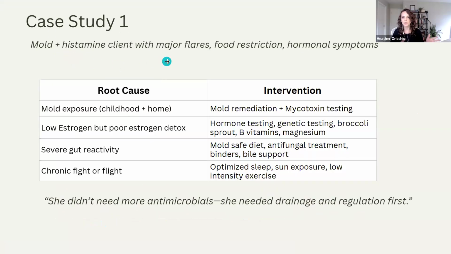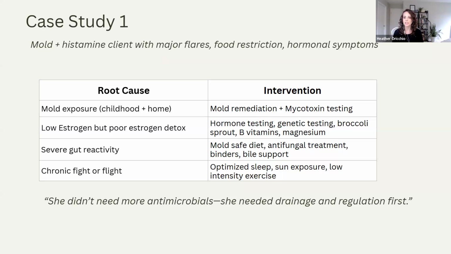So looking at her root causes and then the interventions that we did, we knew about the mold exposure. They did find a little bit of mold in their bedroom, so they remediated that. And then we also mycotoxin tested her. Again, with the low estrogen but poor estrogen detox, I knew that we needed to get support on board for that, because it's not only going to support estrogen detox, but it's going to support mycotoxin detox as well.